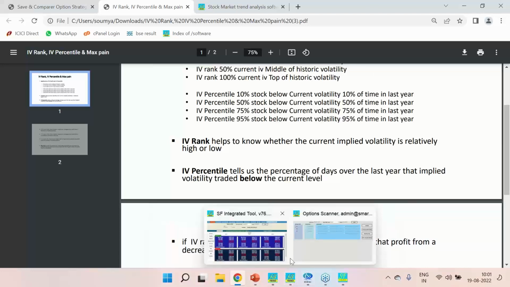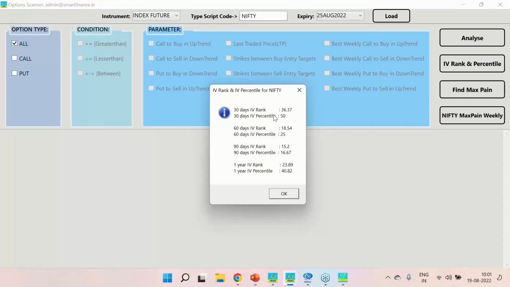30 days IV rank you are seeing. IV percentile you are seeing. Out of these 30 days, how many days were below the current IV? So currently, if the median IV is 18%, think in these terms. Currently, on 19th of August, the median IV, which we will discuss some other day, median IV means say average IV, the average IV of call options and put options is 18%.